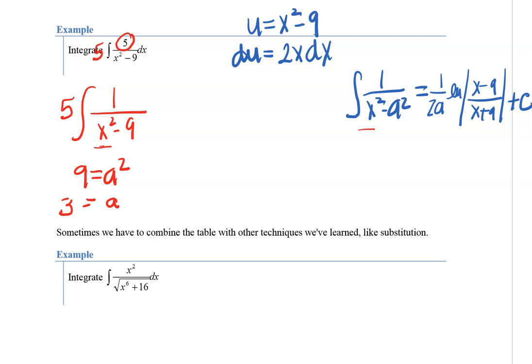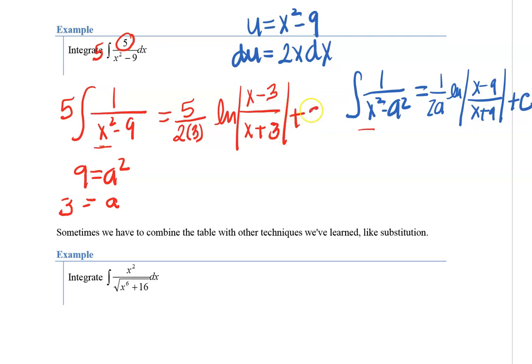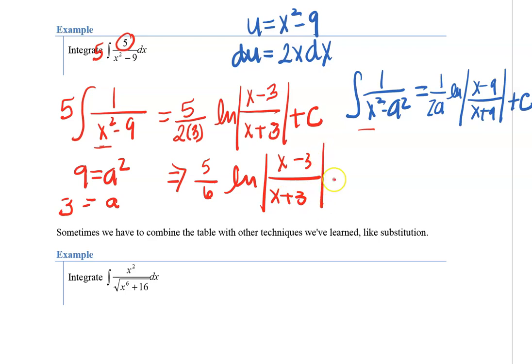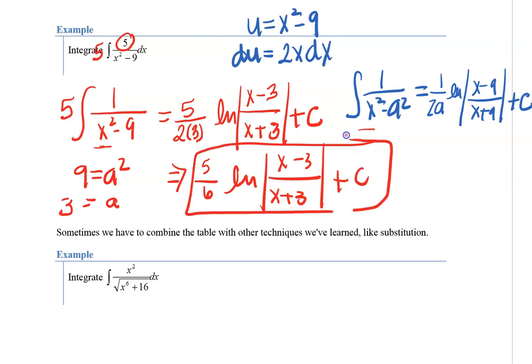And so let's apply that over here. So this would be equal to 5, which was already out here, 1 over 2 times a, which we determined to be 3, ln of x minus 3 over x plus 3 plus c. Clean that up. That gives me 5 over 6 ln of this rational function here. And so you can see that went really easily, much more than the proof of how that table came to be. Now I want to go ahead and do a couple more examples so you can realize how these pieces work out with the table of integrals.